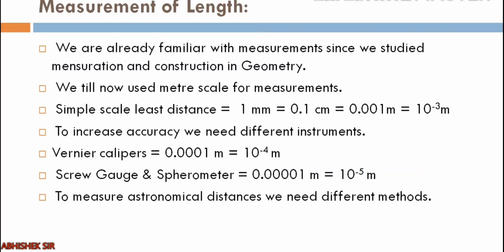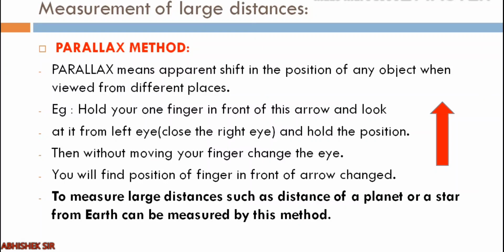So we'll go for a specific method called the parallax method. Why this method is known as the parallax method, that also you have to understand. Not going into much detail, let me tell you what parallax means. The meaning of parallax is the apparent shift in the position of any object when it is viewed from different places at a time, right?